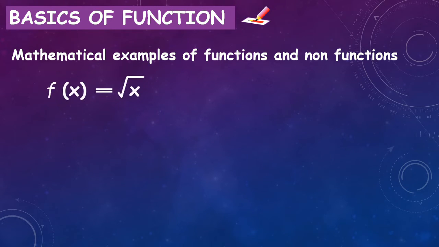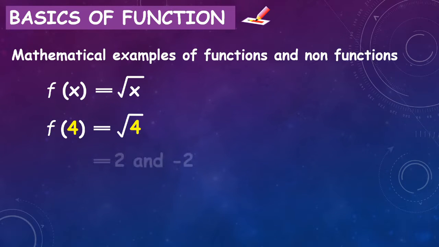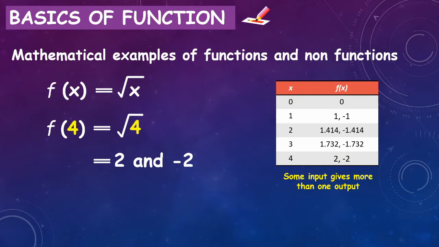Next, we have f(x) = the root of x. We substitute 4 and we get an answer of 2 and negative 2. If you guys remember, if you square root a positive number, you will get two different answers. One a positive answer and a negative answer. This means that there is more than one output. This is an indication that this equation is not a function.